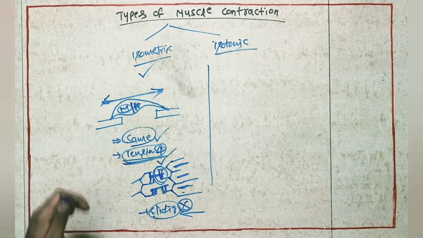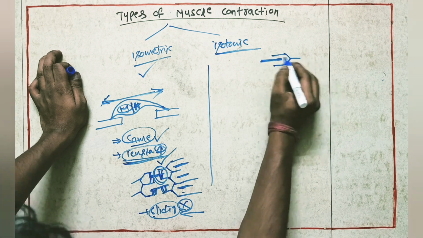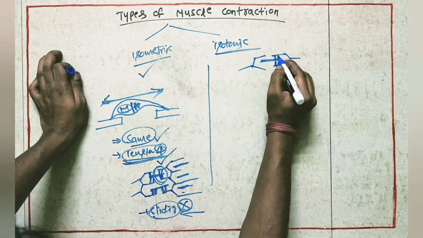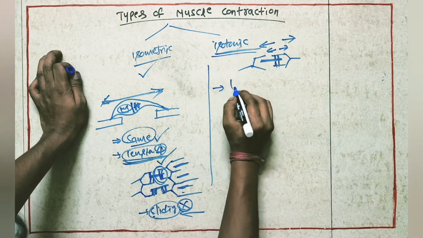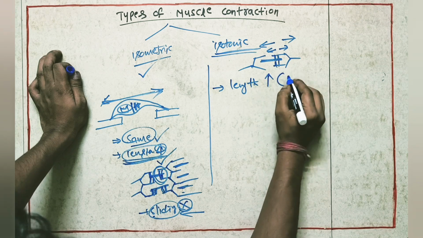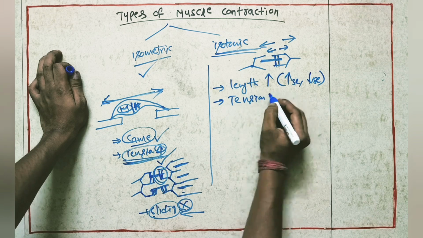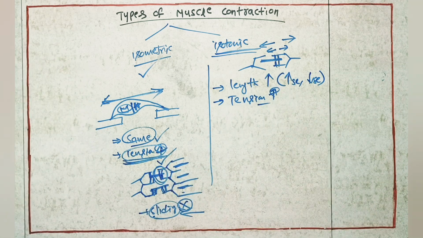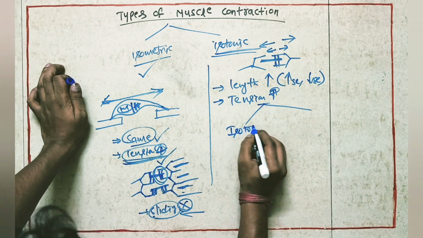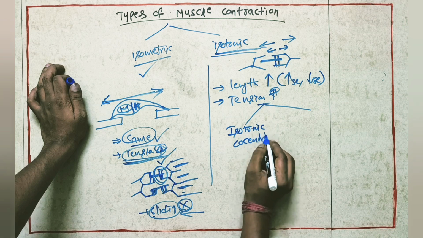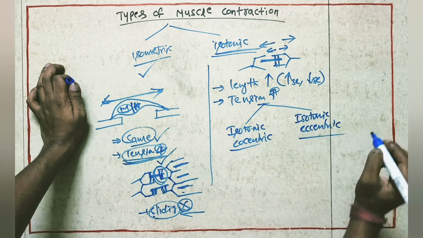That is isometric contraction. Isotonic contraction means here myosin will be in the middle, here actin will be there. So here cross bridges will form and it will slide in two directions, either towards or outwards the muscle. So here in isotonic contraction, length of the muscle will change. Either it can increase or it can decrease, and tension will create inside the muscle. In this isotonic contraction, we are having two types. First one, isotonic concentric contraction. Second one, isotonic eccentric contraction.